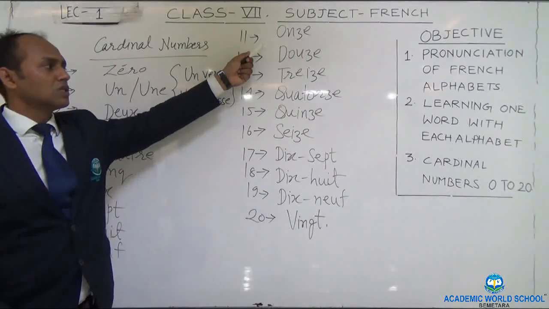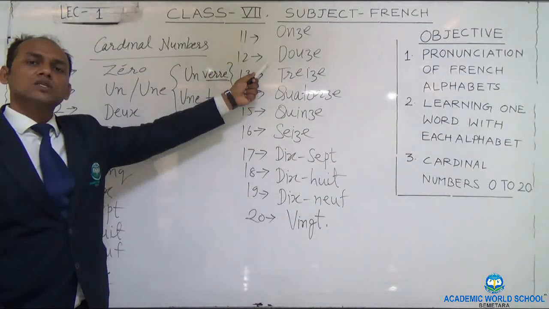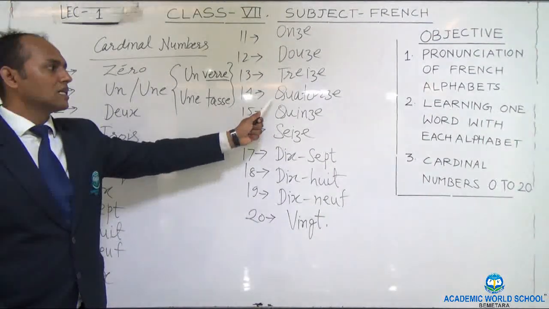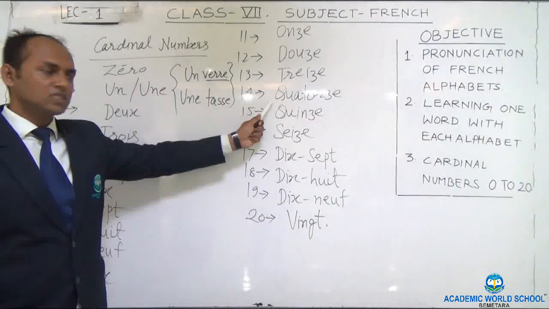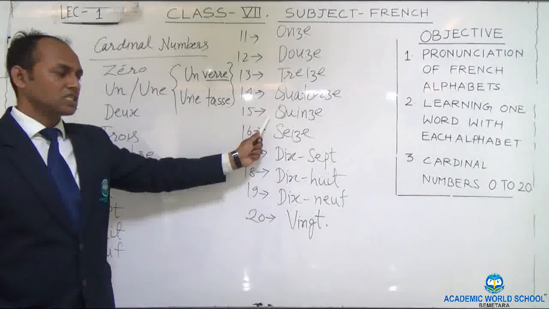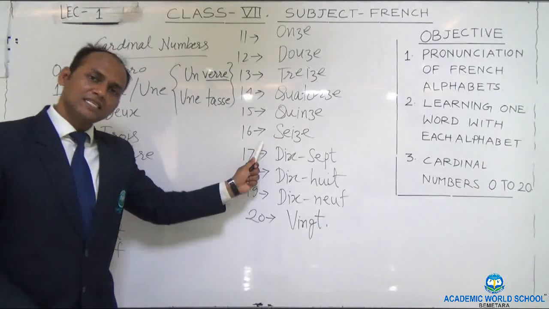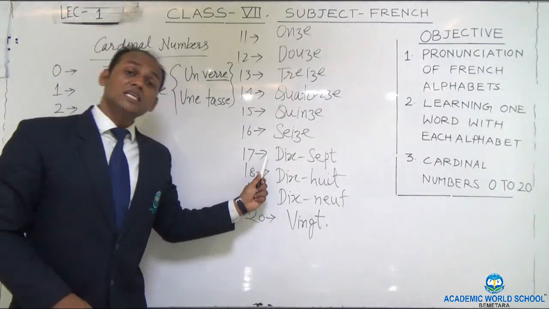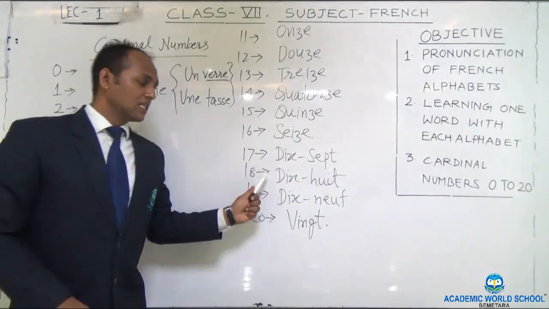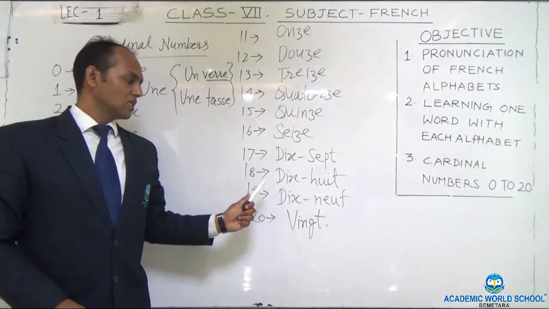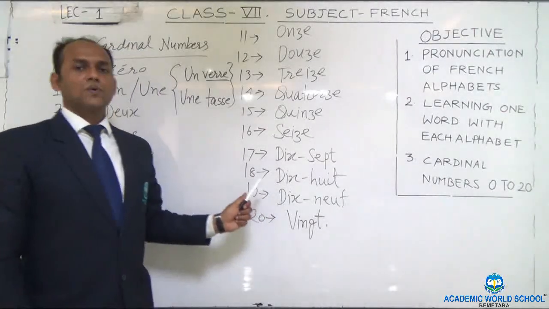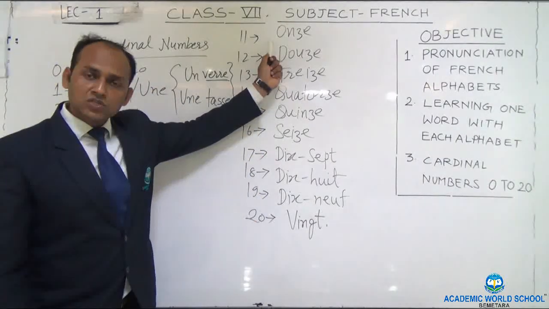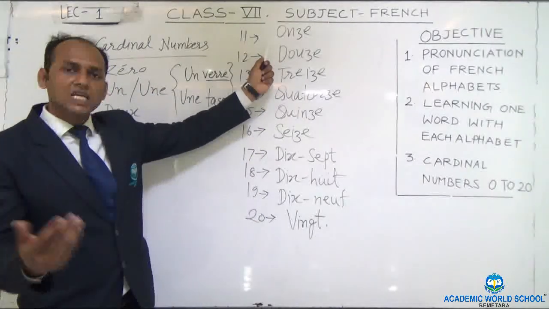Onze, douze, treize, quatorze, quinze, seize, dix-sept, dix-huit, dix-neuf, vingt. Once more. Onze, speak, try.